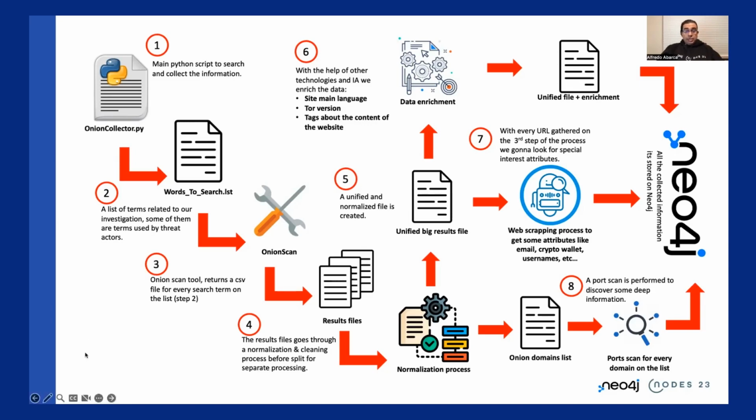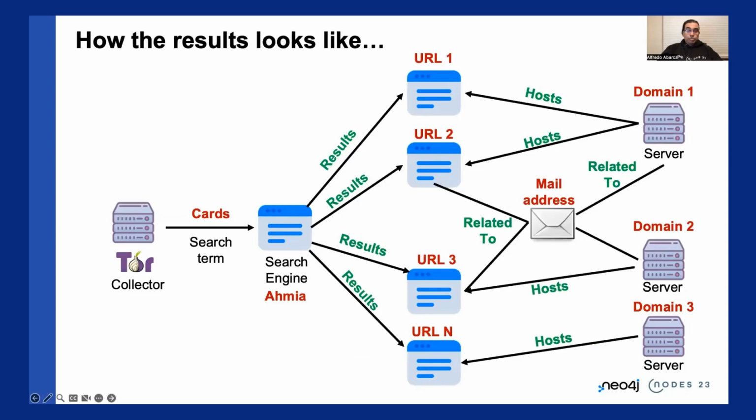Once I get this, all the information collected will look something like this, right? I wrote it in this collector, as you can see in the right part of the screen. Once I run the search term, in this case, cards, against this search engine, Ahmia, it will throw different results, different URLs. We will see different URLs in the center of our screen. That is the result of the search engine.